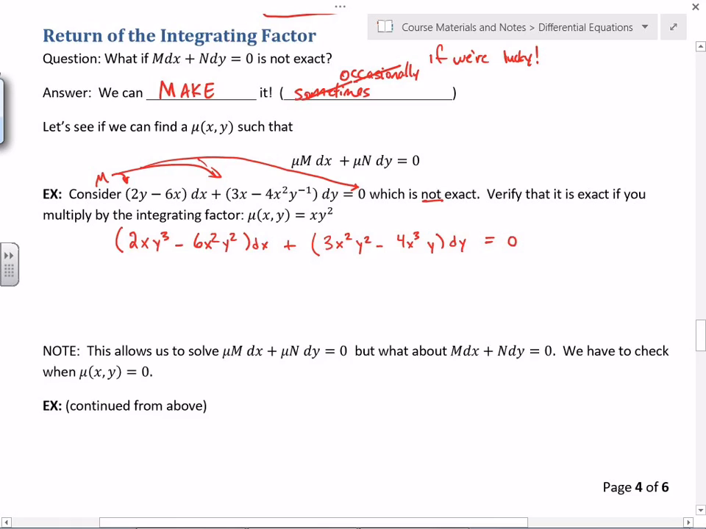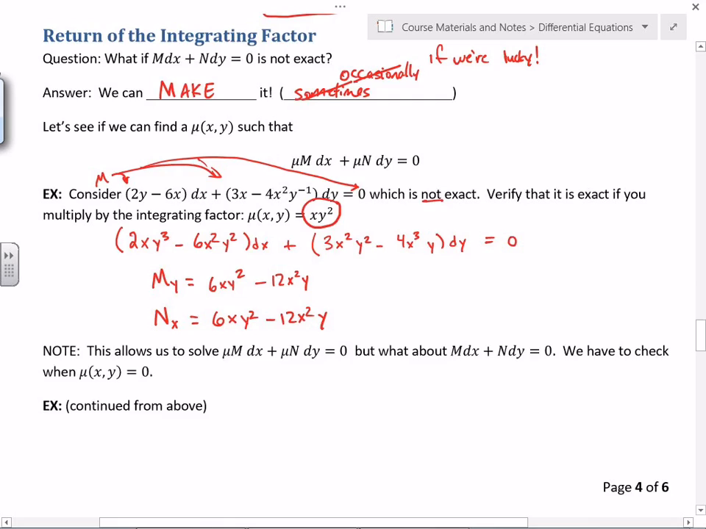Look good? Okay. So what's m sub y? It's 6xy squared minus 12x squared. Why? Yeah. And n sub x? Exact same. 6xy squared minus 12x squared y. Okay? So there does exist some function out there that if I multiply through, turned it into an exact one.